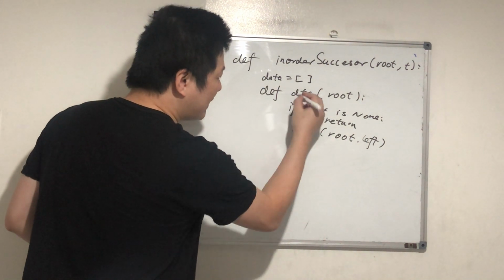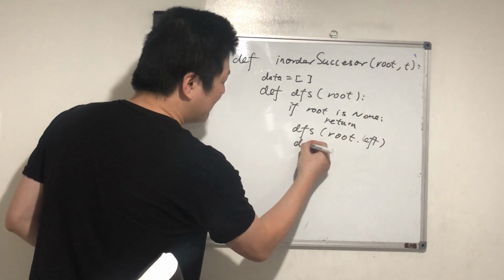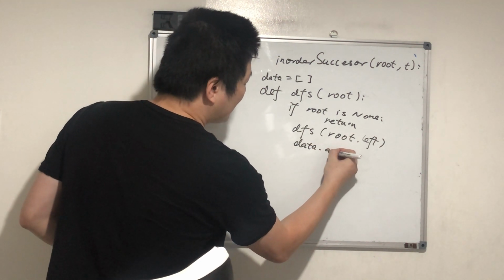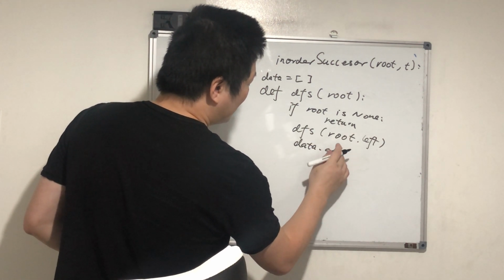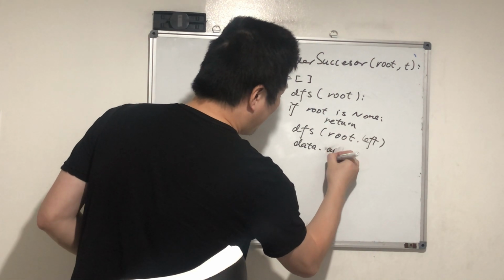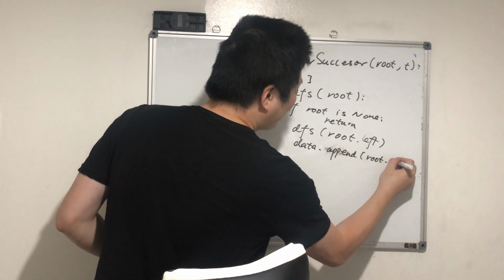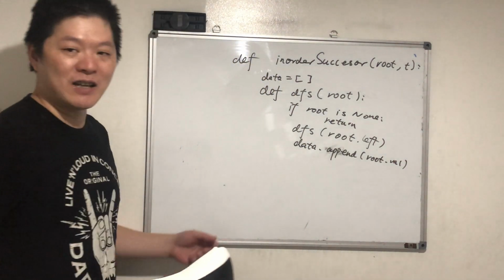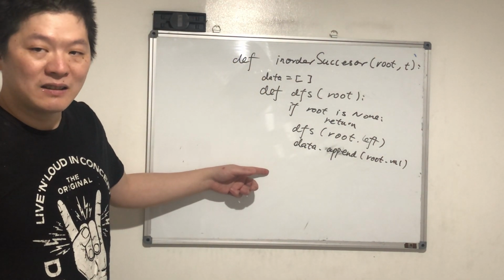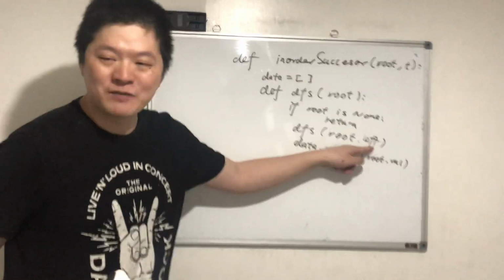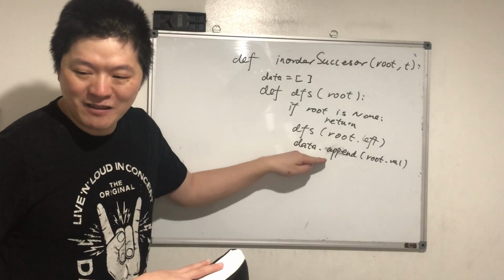We add the node, root dot value, data dot add. Not add, dot append, right? Append root dot value, yeah. And what should I do next? I travel the left tree. I added the current node, and then what should I do?